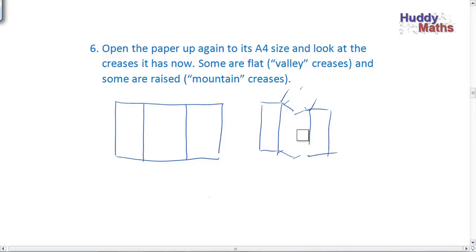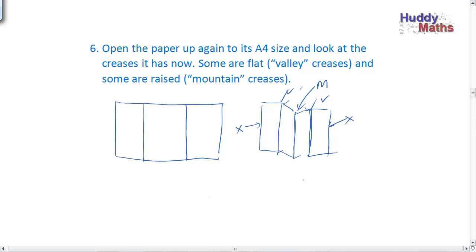So these would be my valley creases and that would be a mountain crease. So if it sticks up, it's a mountain. This is a valley. I'll show you a picture in a minute, a better picture than that. You don't count the ends as creases. Only the creases you put in. Okay, and we're going to look at the pattern of these creases in a minute.